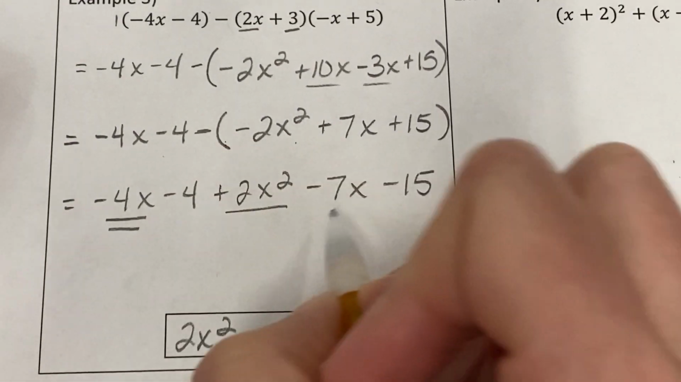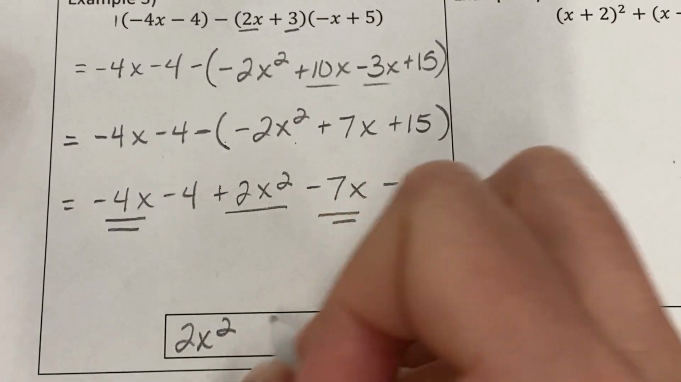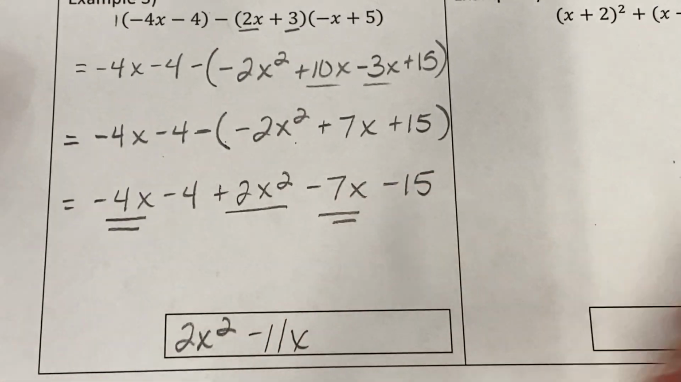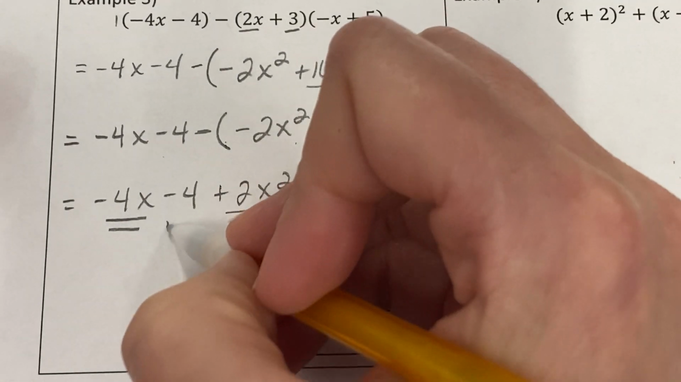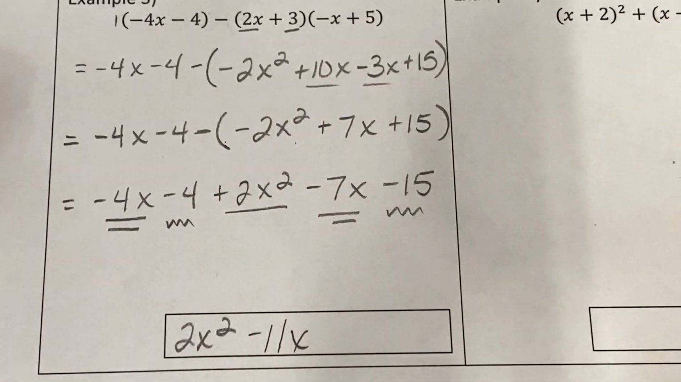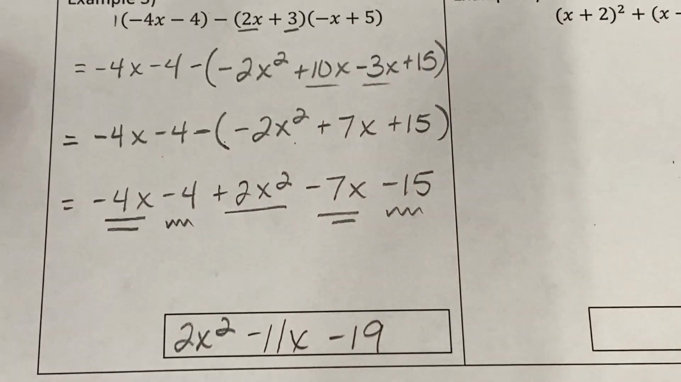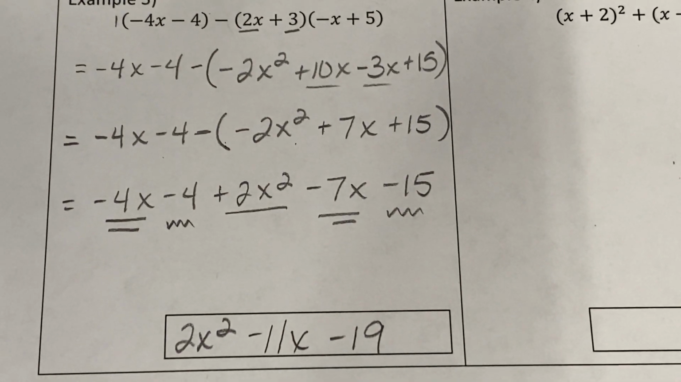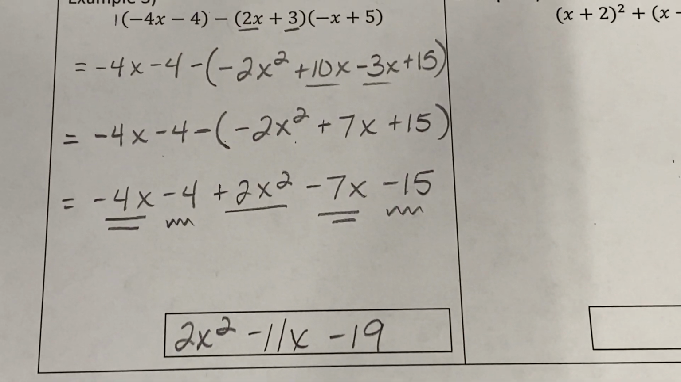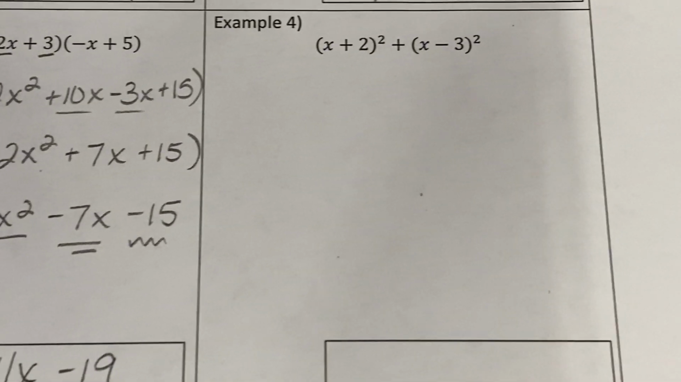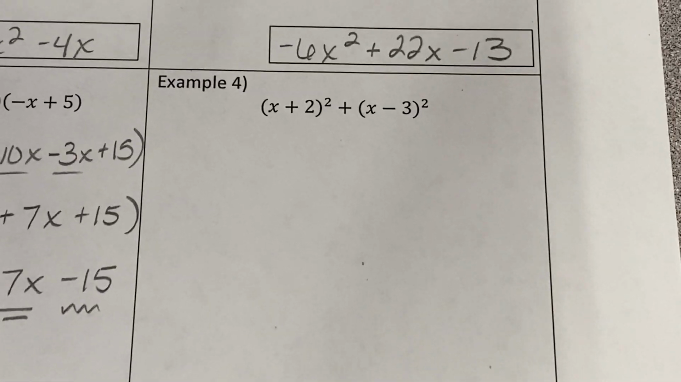And then negative 4x minus 7x is negative 11x. And then negative 4 minus 15 is negative 19. Okay, let's keep going. This one's a little crazy.